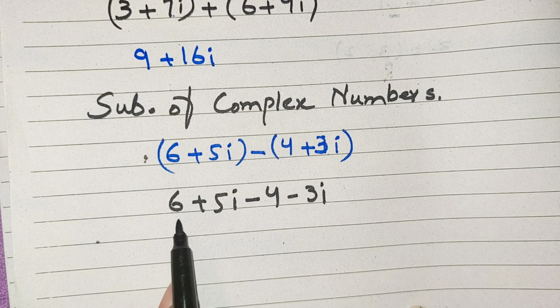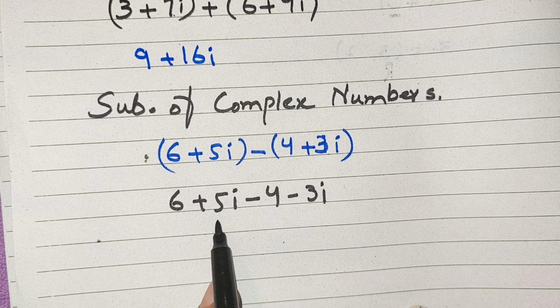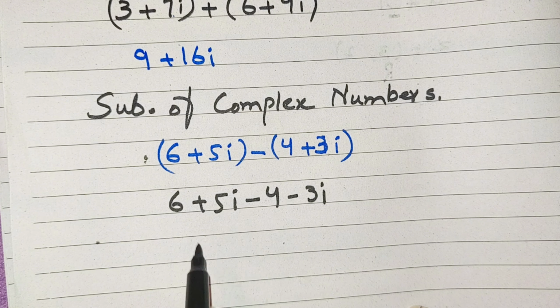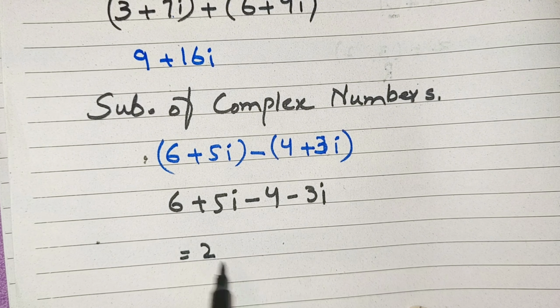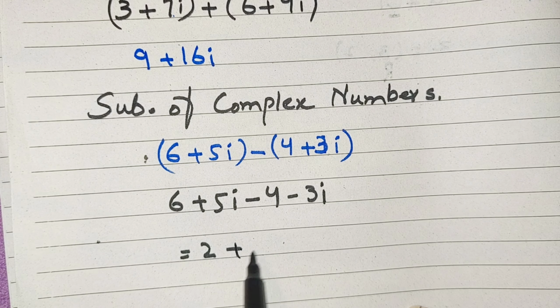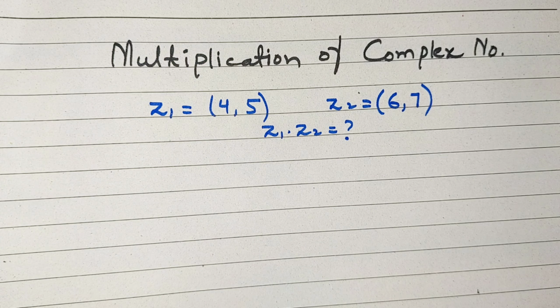And further, the real part will be subtracted from the real part and the imaginary part will be subtracted from the imaginary part. So here 6 minus 4 is equal to 2, and here 5 minus 3 will be equal to positive 2 iota. So this is the answer.